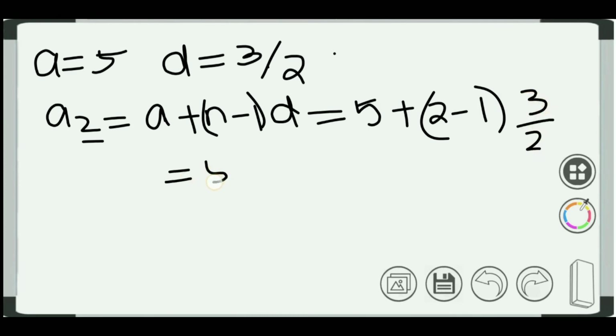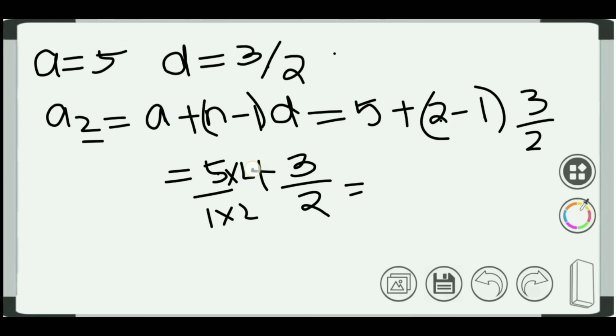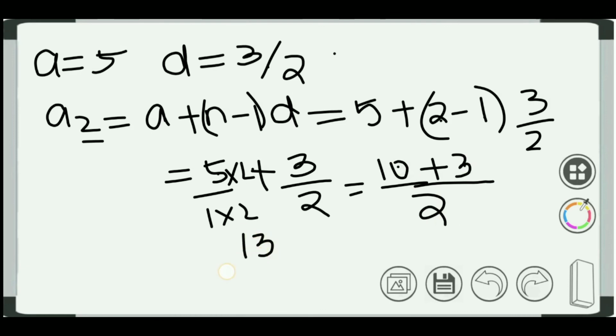5 plus 2 minus 1, 1. 1 into 3 by 2, 3 by 2. LCM is 2. 5 2s are 10 plus 3 whole divided by 2. 10 plus 3, 13. 13 by 2 is the second term.